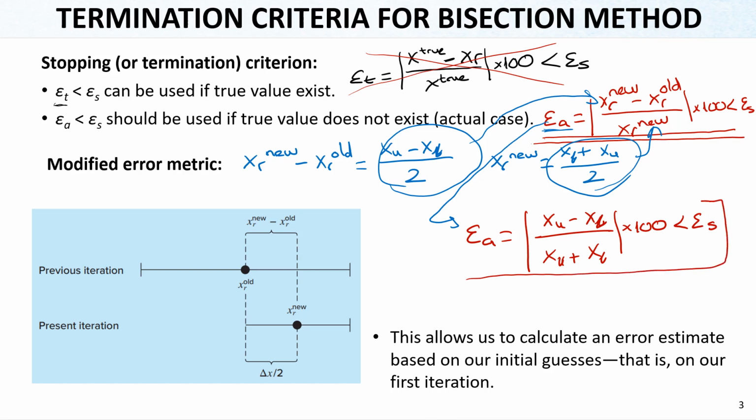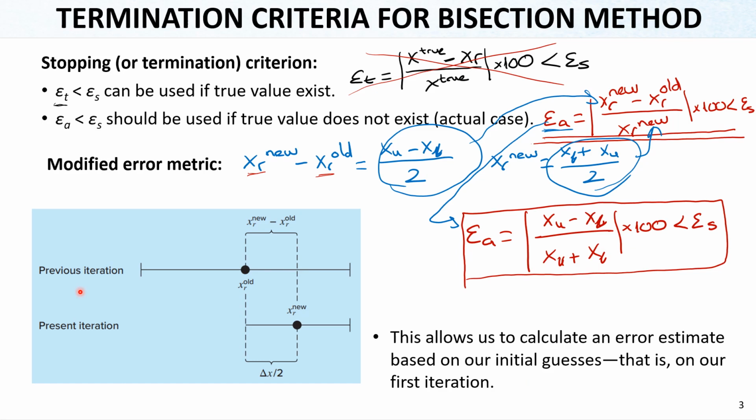We usually use this instead of using the XR values, because we already determine XU and XL at the beginning, then change these based on the sign change by having a midpoint. Using this is more convenient. It allows us to calculate an error estimate based on our initial guesses as well, so in our first iteration we will have an error estimate too. That will, from the beginning, help us determine what's going on.